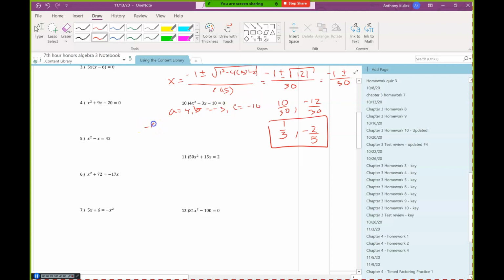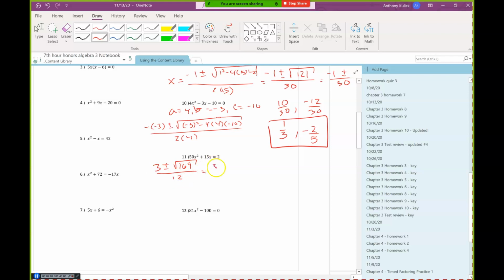So I have negative of -3 plus or minus the square root of (-3) squared minus 4 times a times c, all over 2 times a. So the negative of a negative is a positive. (-3) squared is positive 9. And then 4 times 4 is 16, times -10 is negative 160. But we're subtracting, so 9 minus a negative 160 becomes positive 169, all over 12.